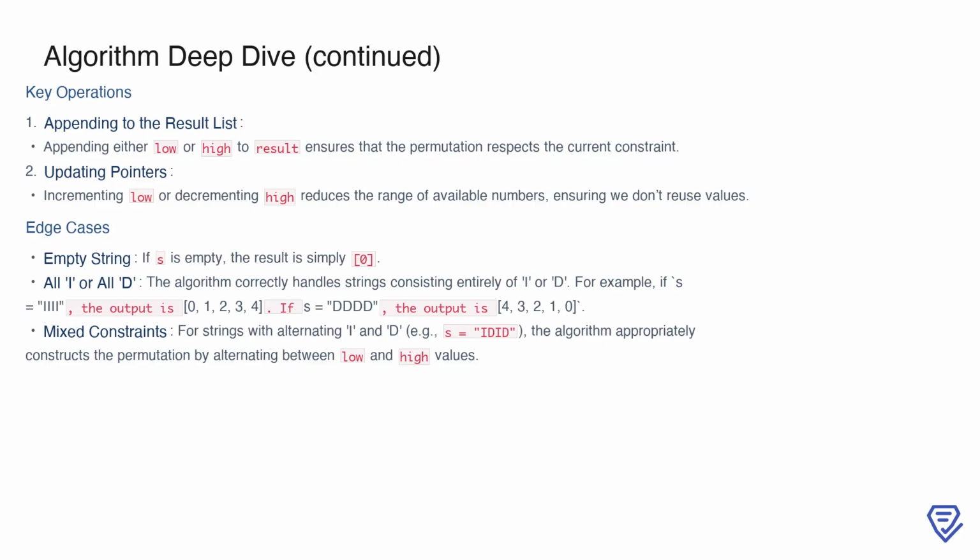For instance, if the input string s is empty, the result is simply 0, as there are no constraints to satisfy. For strings consisting entirely of I or D, such as s equals I or s equals D, the algorithm produces ascending or descending sequences, respectively. It also handles mixed patterns like s equals ID by alternating between the smallest and largest values as needed, constructing a valid permutation that adheres to the constraints.